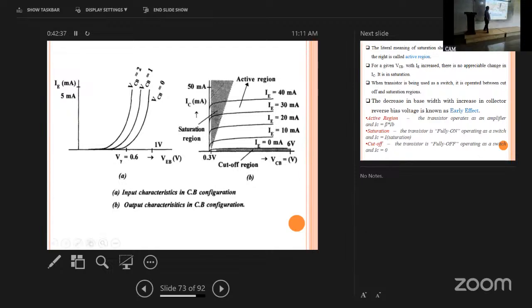As the emitter-base voltage increases, there is a cut-in voltage for the emitter-base PN junction diode. It will not conduct until about 0.6 V minimum voltage. After that, the current will flow from the emitter to the base.